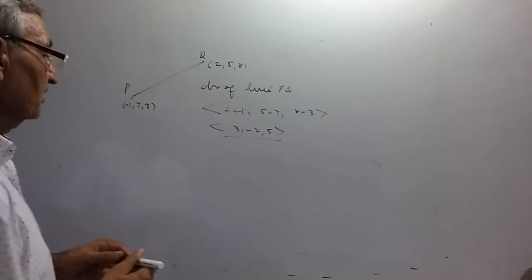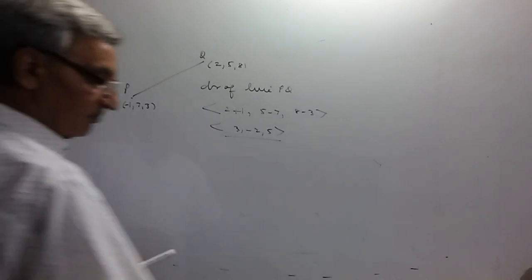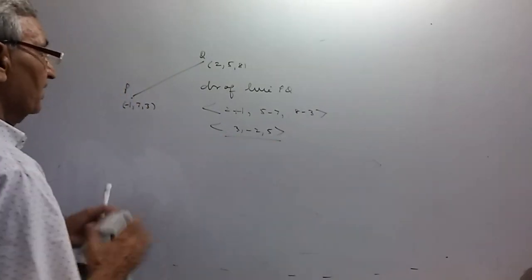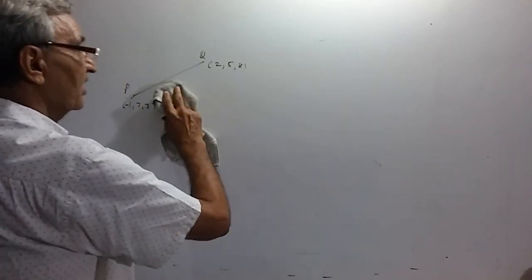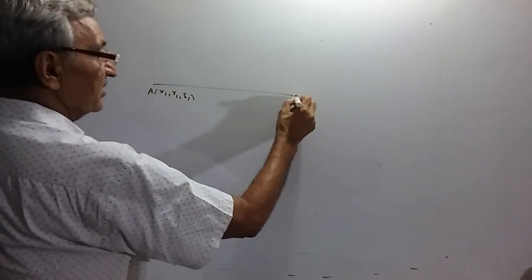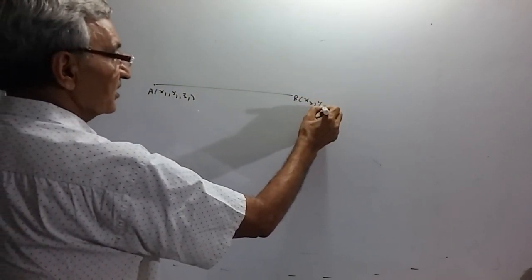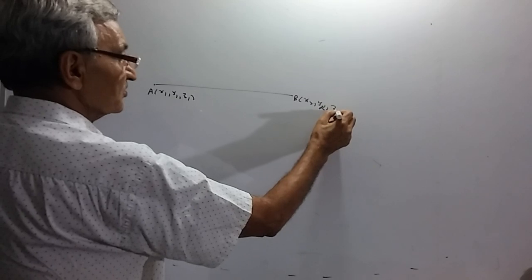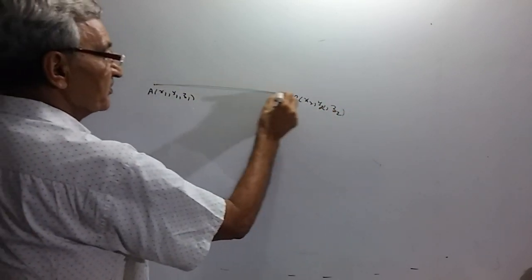Well, friend, before I go to the next topic tomorrow, I just want to finish one point. When we have one point A, x1, y1 and z1, and another point B, x2, y2, z2, how do we find the distance between the 2 points?